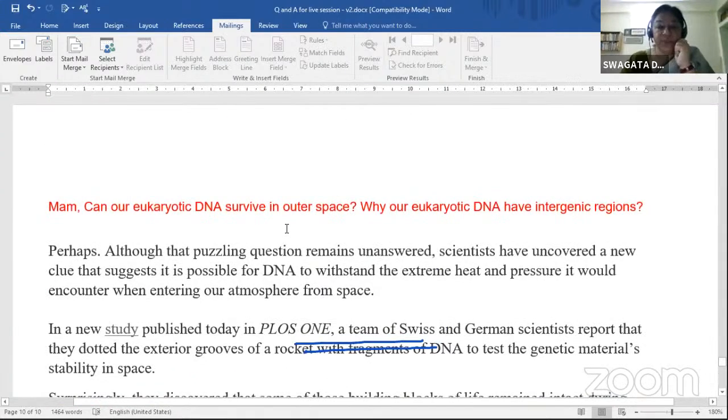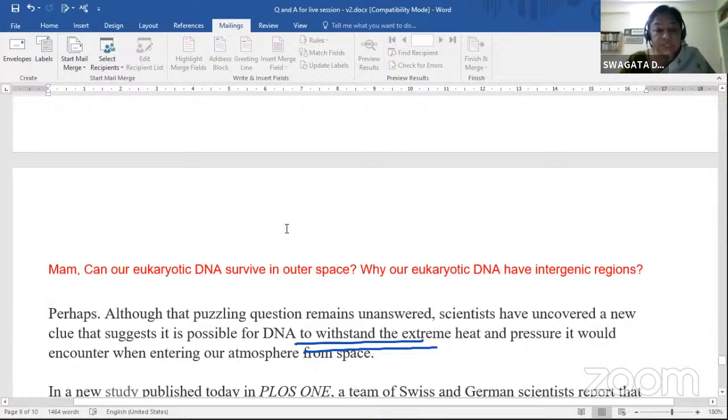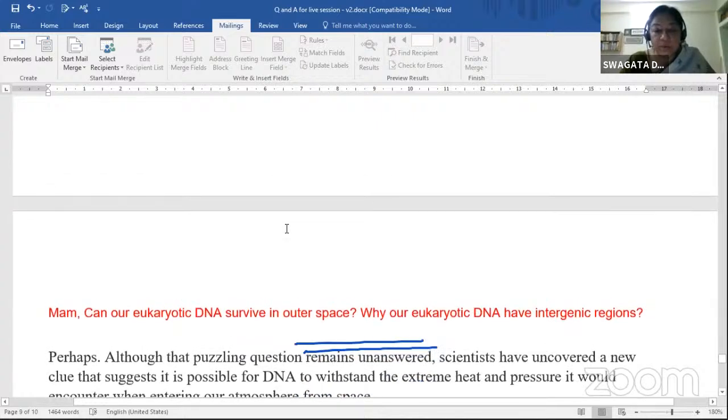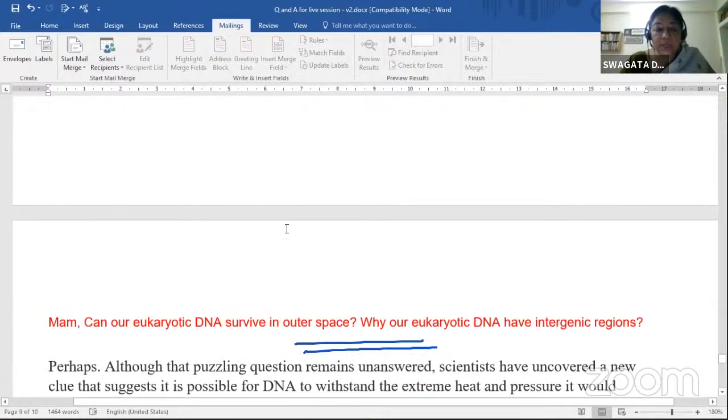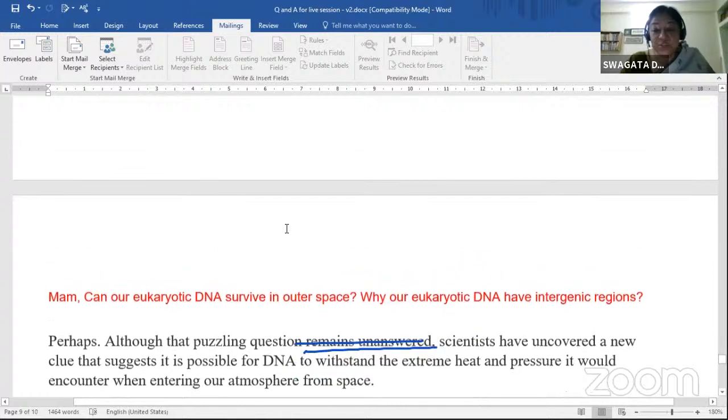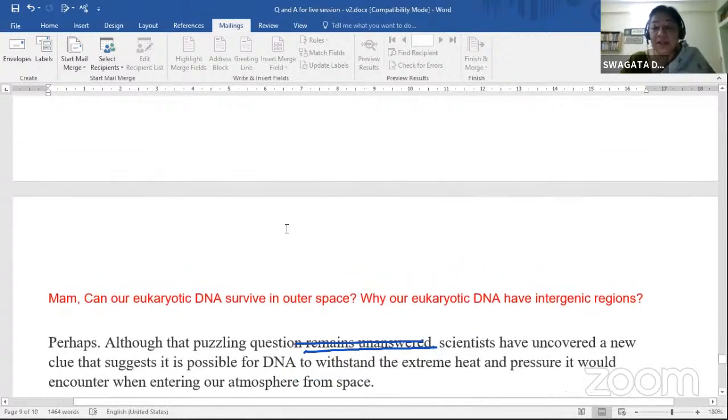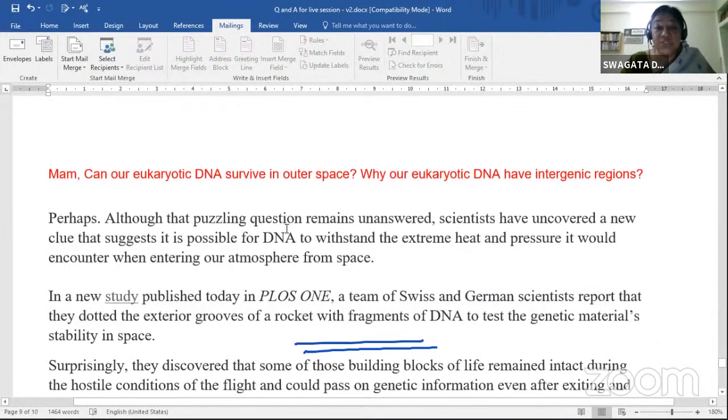The last questions that we had were about, this just came a while ago, where you are looking at the eukaryotic DNA. Can it survive in outer space? Well, that's a very puzzling question. We're not very sure about that. Maybe with the new Mars missions, Perseverance, and these, we'd probably be able to see. There are a lot of space missions trying to understand these possibilities, to see whether the DNA would actually survive in space.